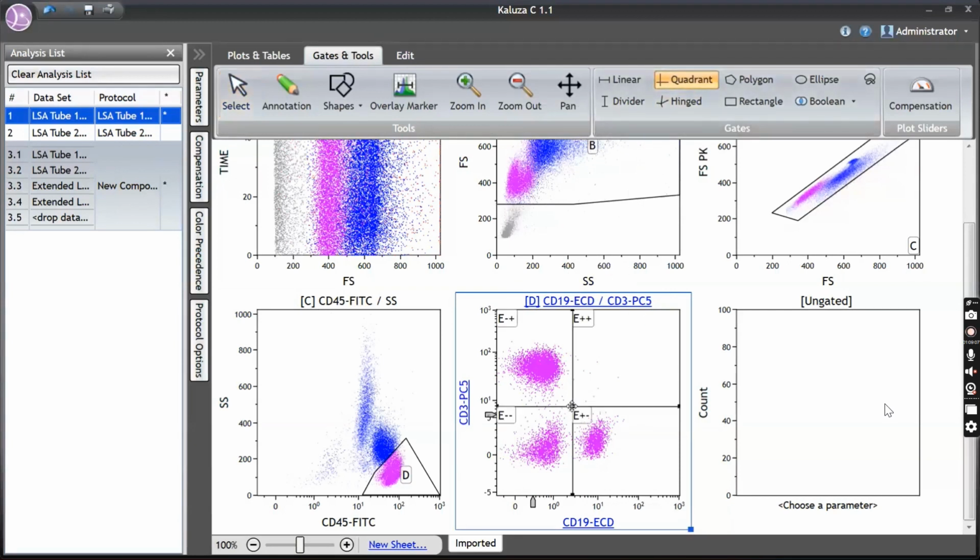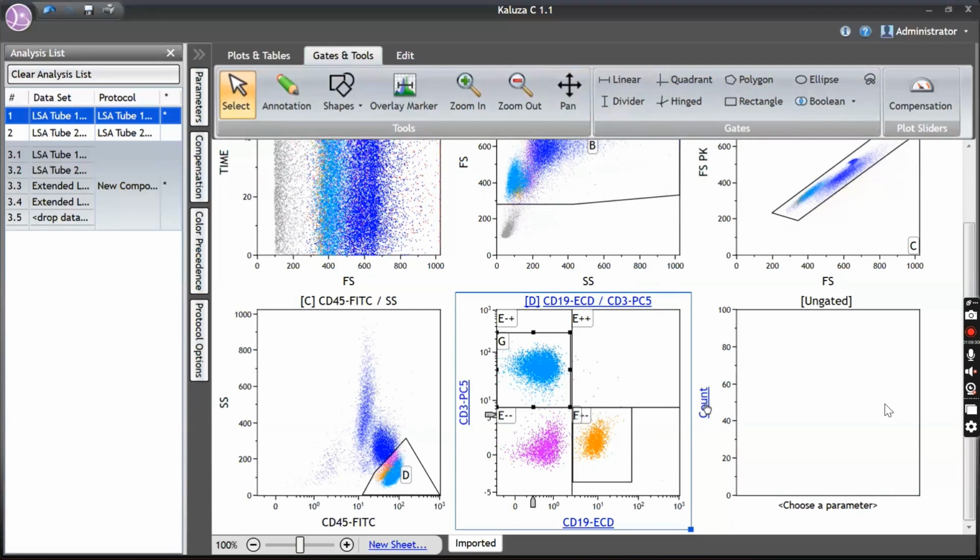And I'll put the quadrant like this. Now everyone agrees these are B lymphocytes. I'll give a color to it. So B lymphocytes are sandal color. T lymphocytes are sky blue or equator blue color. And you have a double negative population.